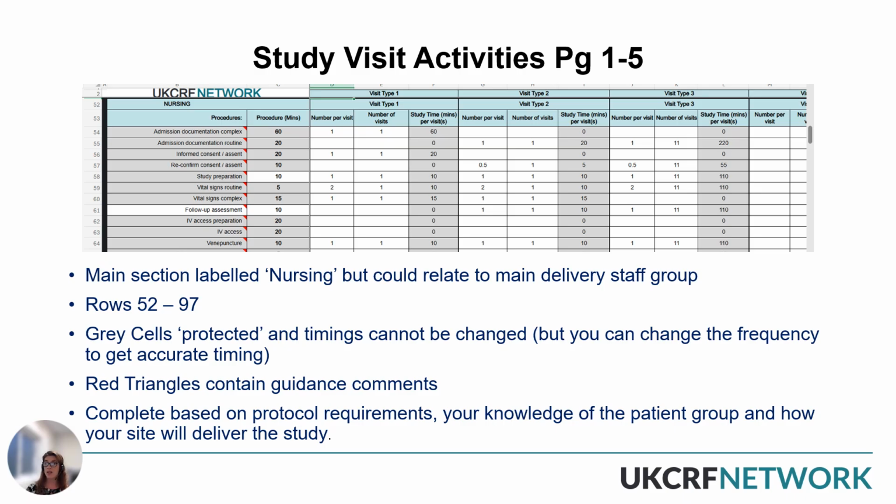But actually, if the consent process is going to take 40 minutes, you just say you're going to do it twice. The number per visit would be 2, so you're doing 2 blocks of 20 minutes on one visit. And then if you look in that grey column next to it where it says the study time in minutes per visit, that would then change to 40. So you can sense check and make sure that your timings are accurate.